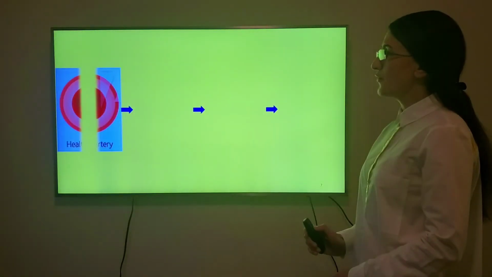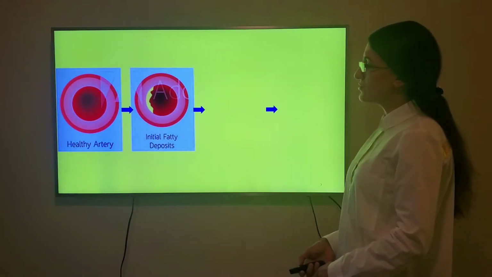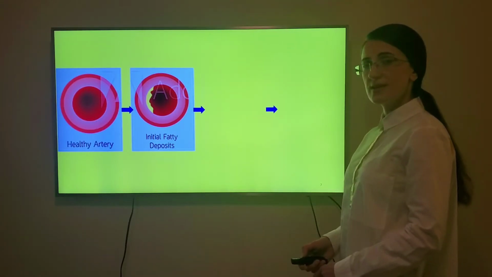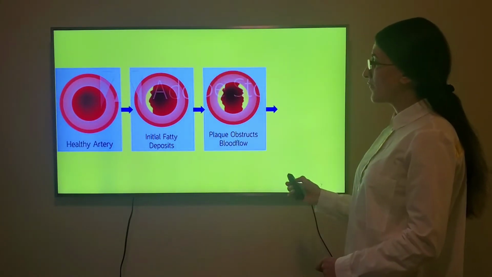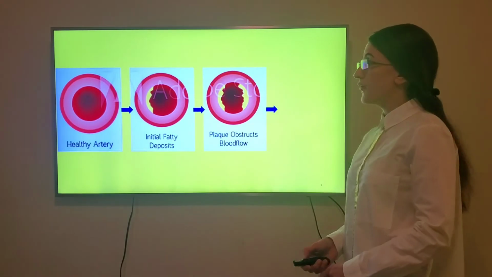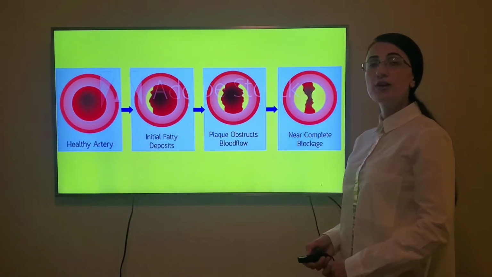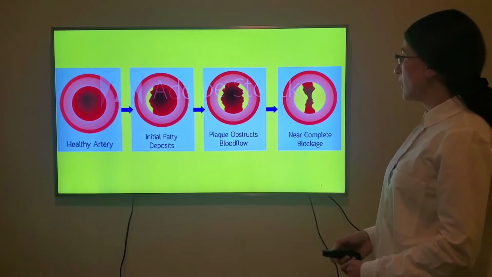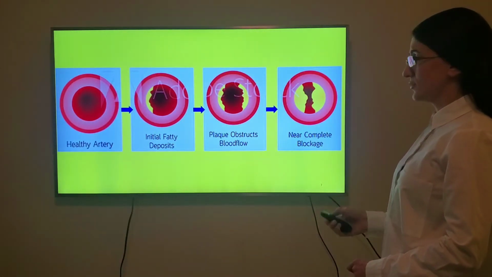Here is an image of a healthy artery in my first image. In the second image, in this yellow, you can see little fatty deposits on the wall of the blood vessel. Eventually, we have more fatty deposits on the wall of the blood vessel. When it grows more and more, it can obstruct the blood flow in the vessel. So in the last image, you can see there's almost nearly complete blockage of the blood vessel.